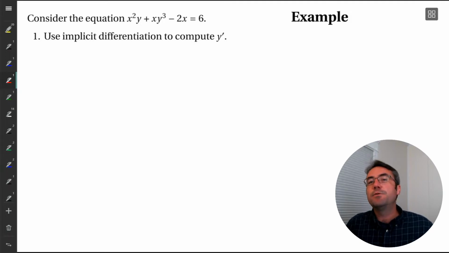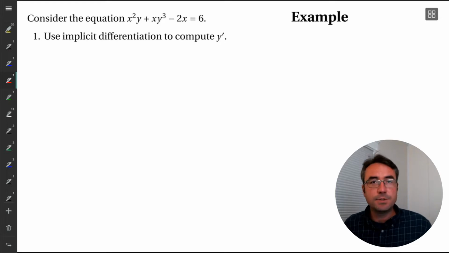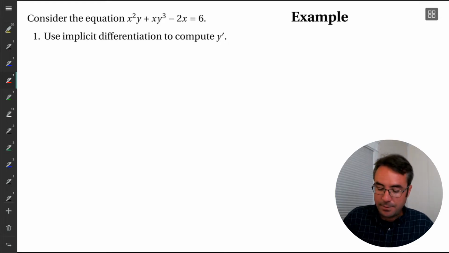So again, we're viewing y as a variable, but more importantly, we're also viewing y as a function of x. So we don't actually know what the formula for that function is. We don't have y equals, so it's an implicit function. What we do have, though, is this equation, and all the x and y terms are kind of mixed together. So we're going to use implicit differentiation to calculate y prime.